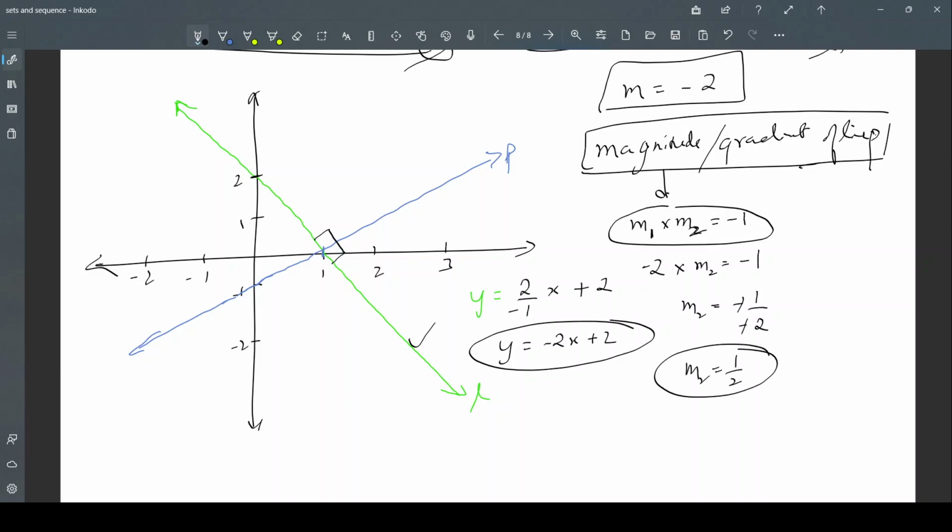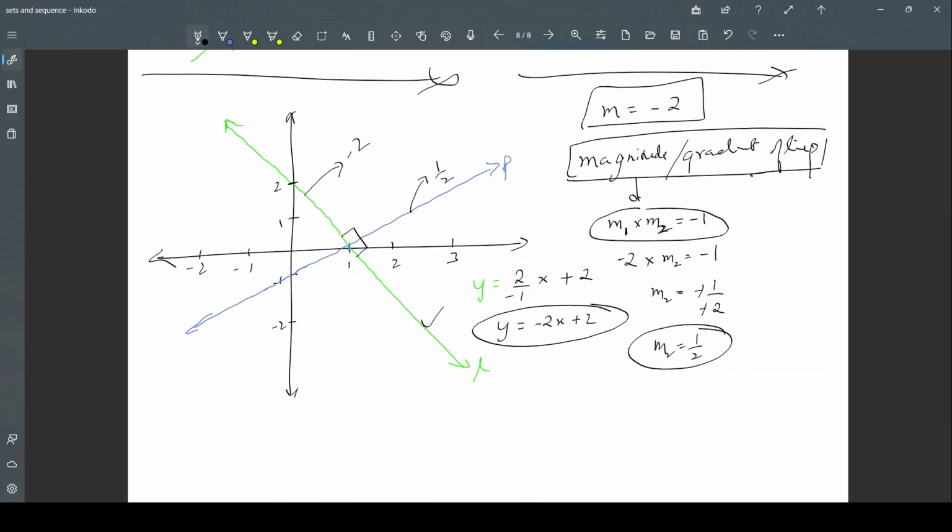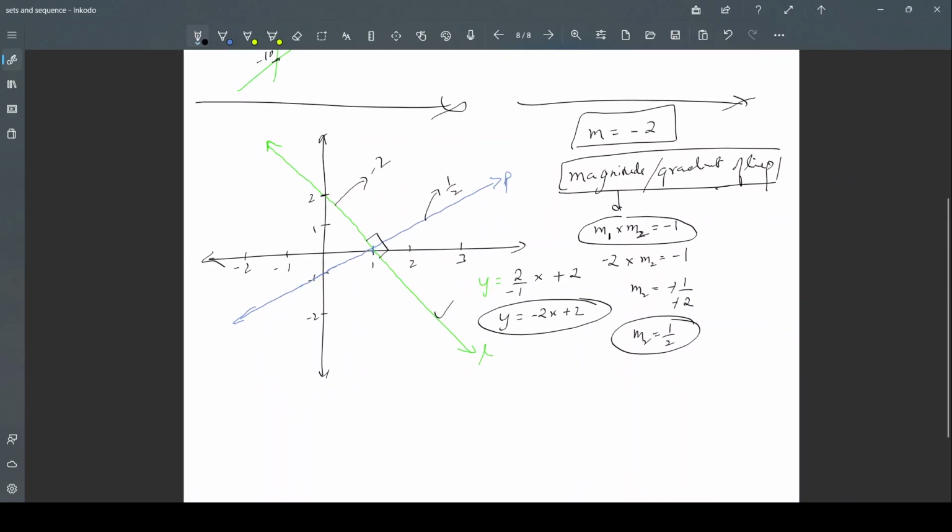So the magnitude of the first line was -2, but the magnitude of the second line is 1 by 2, correct? So it's different, right? 1 by 2 of x. So if you want to find out the equation of the perpendicular line, that is p, the magnitude is definitely different, right? And we can also find out the coordinate where it passes through the y-axis. So let us do some questions based on this so that it will be much easier.